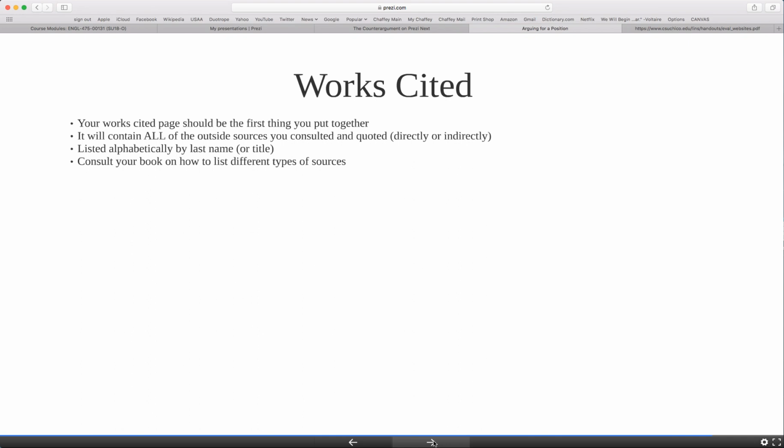So I strongly suggest to my students, as they are doing research, to go ahead and open up that Word document and start to put together the works cited as they're doing it. This will help you remember. It will also be a great reference point.